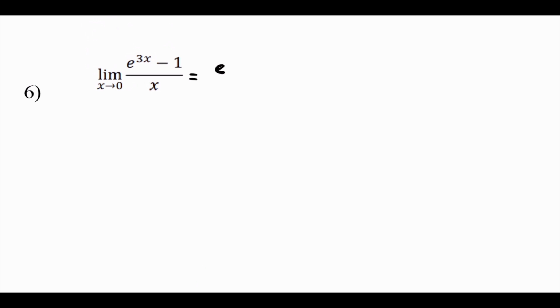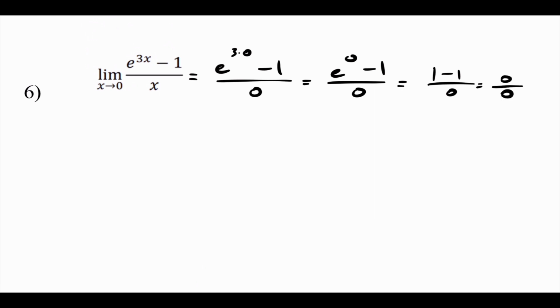Okay? So e to the 3 times 0 minus 1 over 0. 3 times 0 is 0, so e to the 0 minus 1 over 0. Anything to the 0 power is 1. So you get 0 over 0 again. Okay? So if we get 0 over 0, we got work left to be done. L'Hopital's rule says derivative. Find the derivative of the top, find the derivative of the bottom.